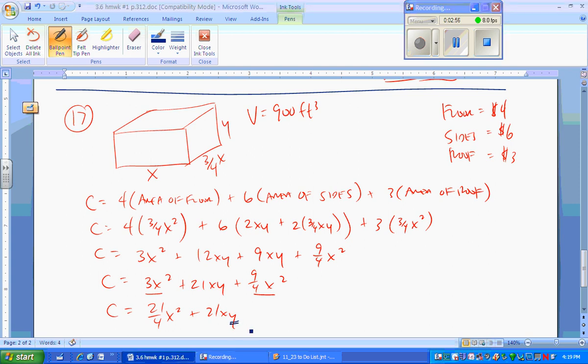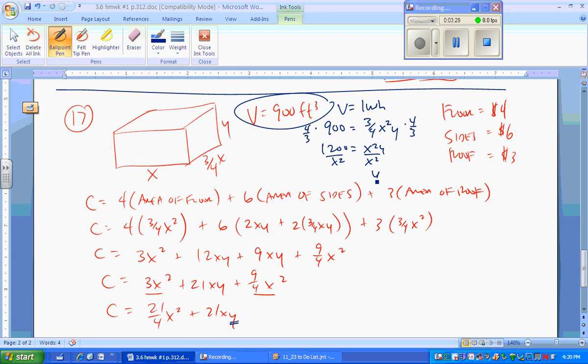Can't take the derivative yet because of this y. We need to write y in terms of x, and we can use this volume to do that. So volume is length times width times height. So 900 is our volume. Length is x times width is 3/4 x times y. So we get 3/4 x squared times y. Multiply both sides by 4/3. We get 1200 equals x squared times y.